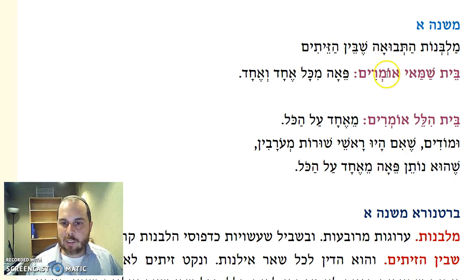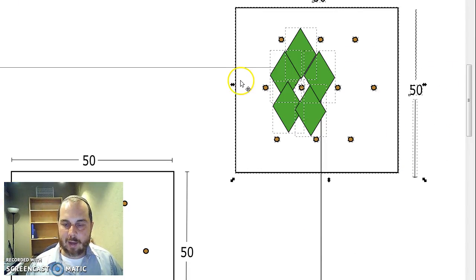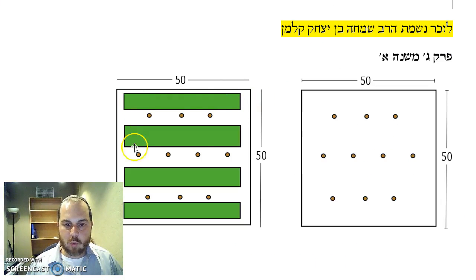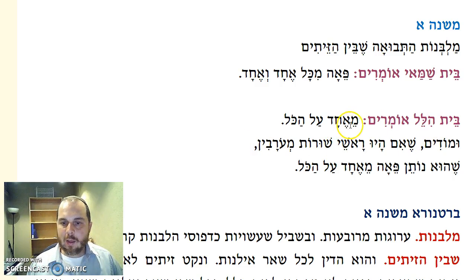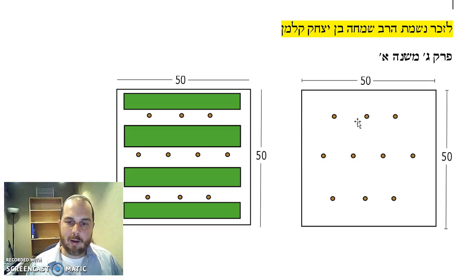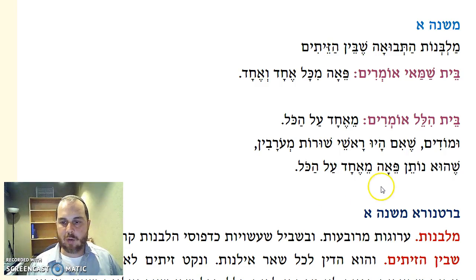So you have a machloket between Beit Shammai and Beit Hillel. Beit Shammai says Peah mikol echad ve'echad. Beit Shammai says each one of these would be a separate field, and therefore you take a Peah here and a Peah here and a Peah there. And Beit Hillel says me'echad alakol. One Peah for all of them. So you would add up the total square amount, and you'd leave a bigger corner on the edge of this aruga.